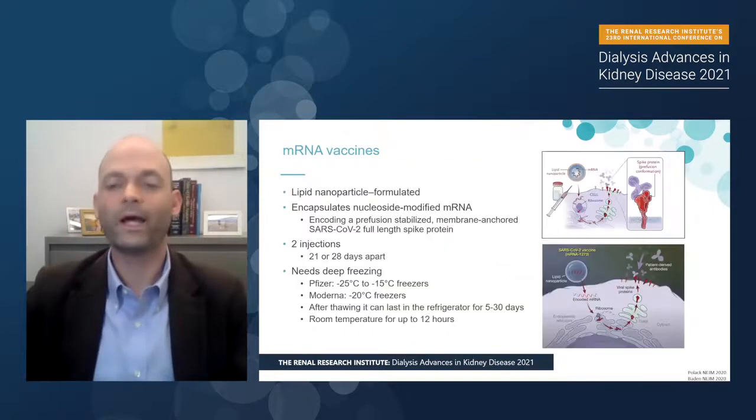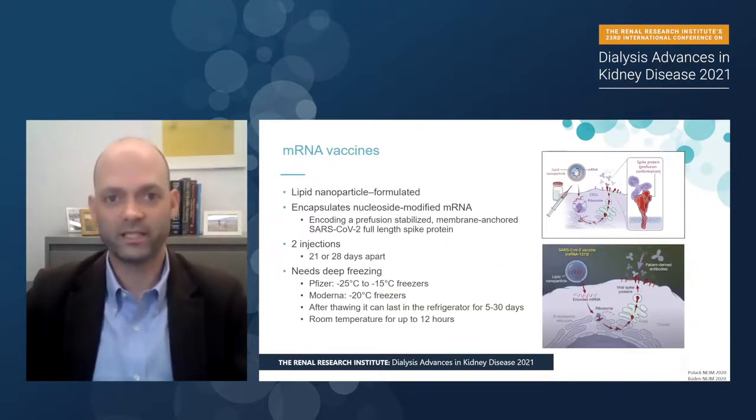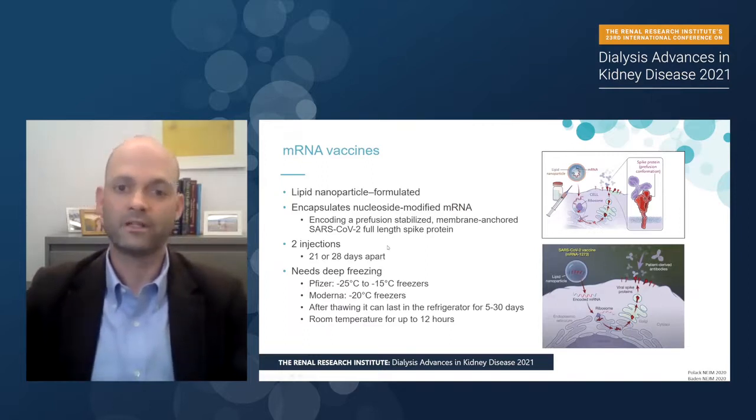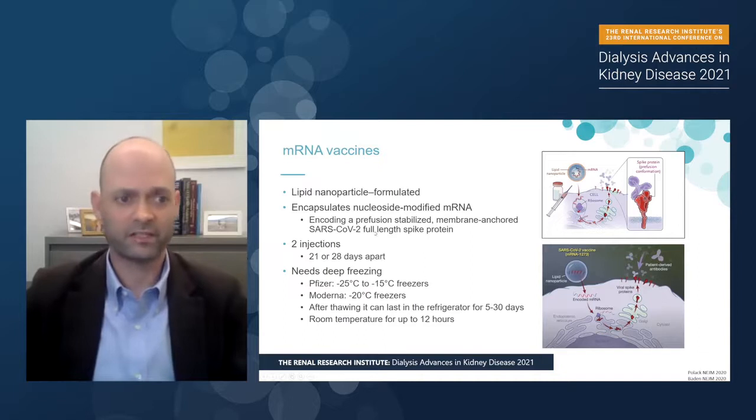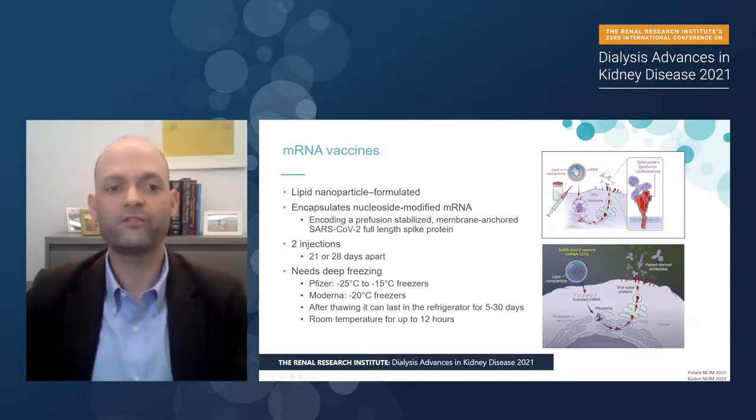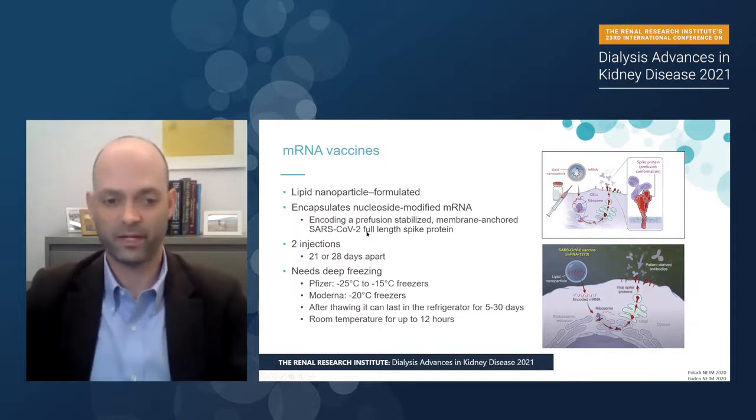So going right into it, the mRNA vaccines were the first ones approved, and we'll be talking about that data first. This is both the Pfizer and the Moderna vaccines. They are very similar in structure and in target. They are lipid nanoparticles that are formulated to enclose this nucleoside modified mRNA, which encodes a pre-fusion stabilized, membrane anchored, full length SARS-CoV-2 spike protein.